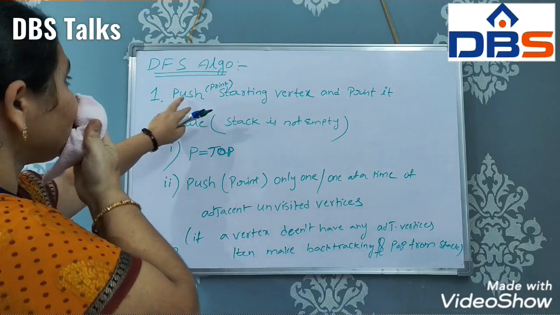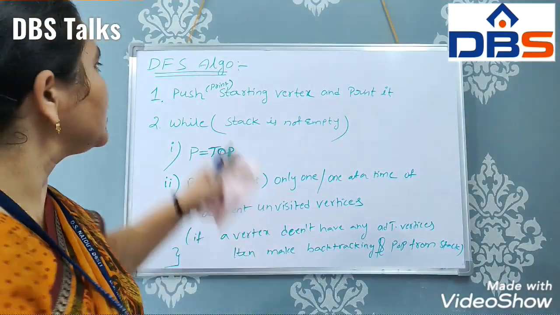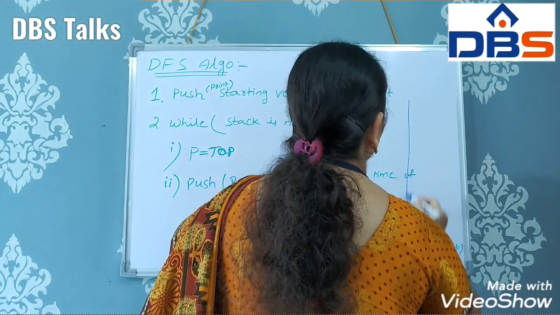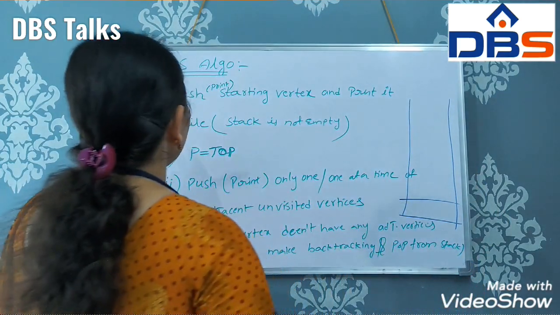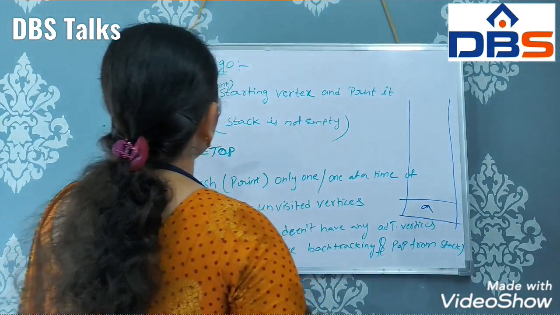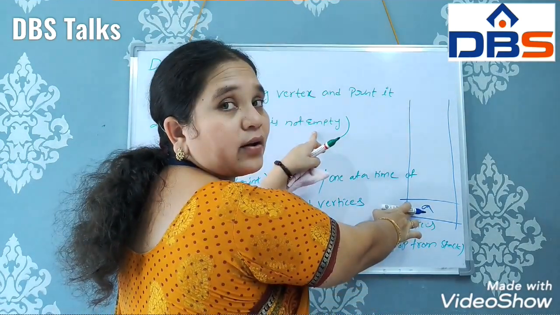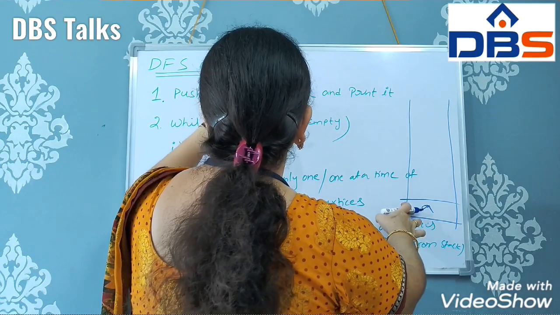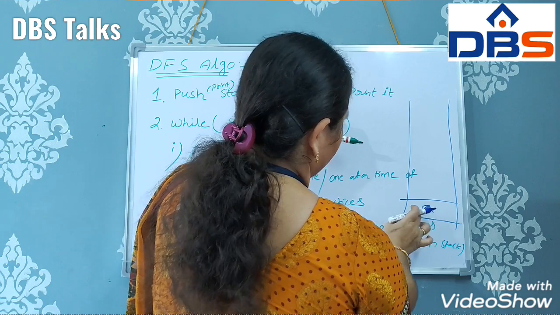The first point: push the starting vertex and print it. We need to push into the stack. While the stack is not empty, for example, consider this is a stack. Is the stack empty or not? The stack is not empty. Already we have pushed and printed the starting vertex A.